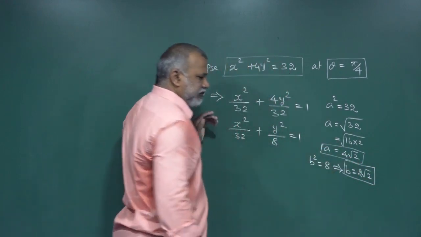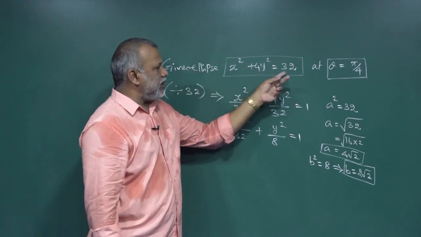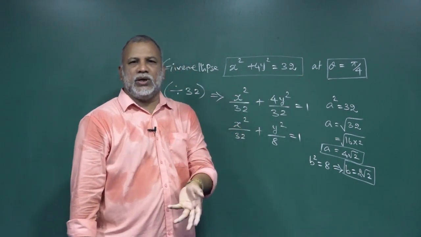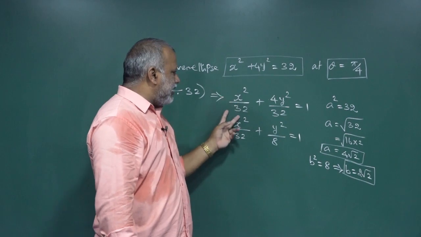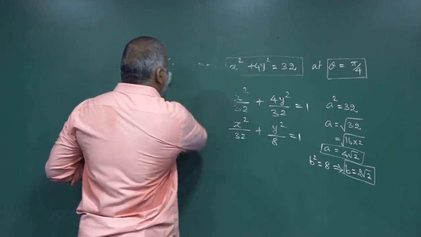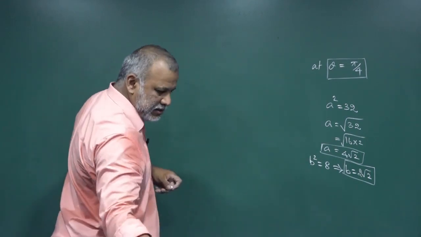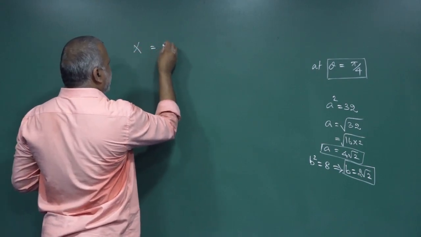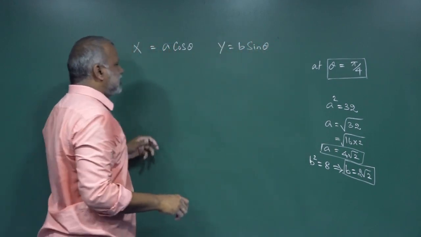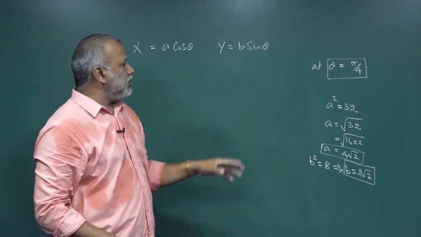So we need a and b first from the given equation of the ellipse, x squared plus 4y squared equal to 32. We have the condition theta equal to pi by 4, so I want to find x1 comma y1 with the help of the parametric form. Now, what is the parametric equation of an ellipse? Already discussed, refer to the previous class: x equal to a cos theta, y equal to b sin theta.